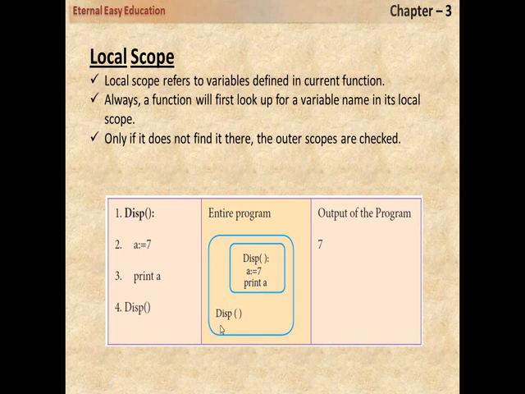Here the function is called. Can you see the inner rectangle? This indicates the scope. That means from the definition to the print a line, it is said to be the scope of the function. Apart from this, the space is said to be global scope, that means outside of the function. So inside the function there is a variable a with the value 7 and it is printed.